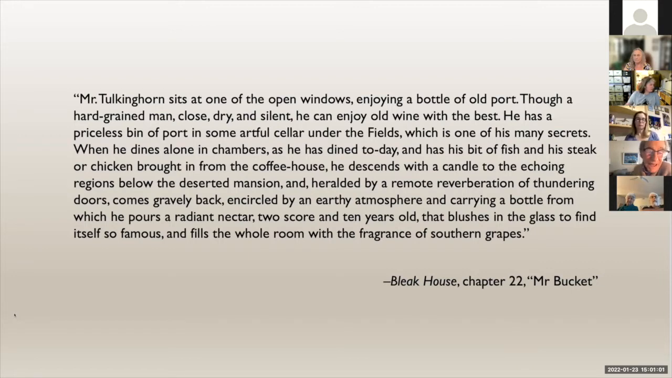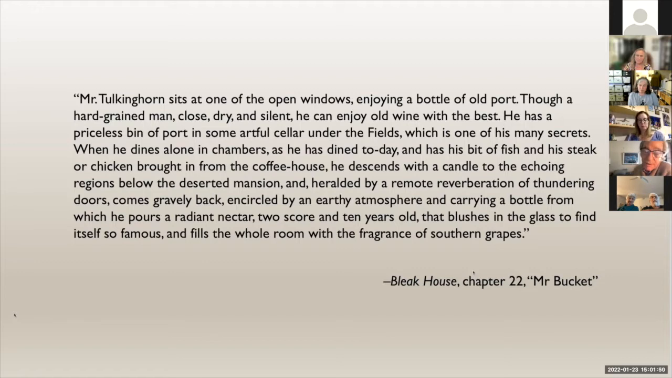And we seldom have any access to Tulkinghorn's interior life, but this is a scene where we see him indulging himself in a certain form of pleasure. He likes his wine, and the description of him descending under the fields. Remember, the fields are a reference to Lincoln's Inn Fields, which is the area where the law offices are located. And he goes in search of a bottle of old port and comes back gravely encircled by an earthy atmosphere that blushes in the glass to find itself so famous and fills the whole room with the fragrance of southern grapes.